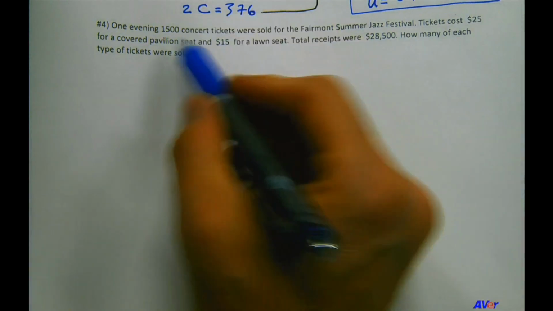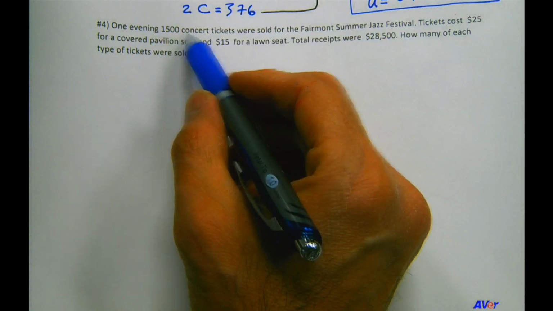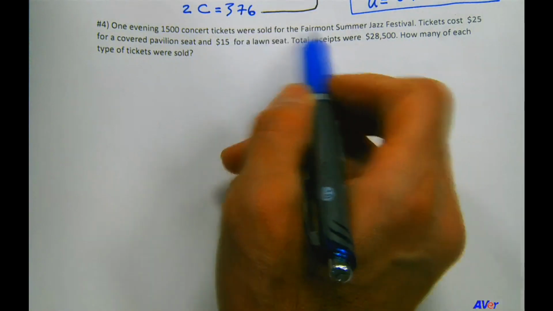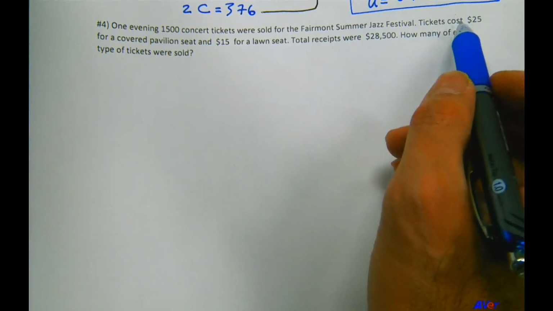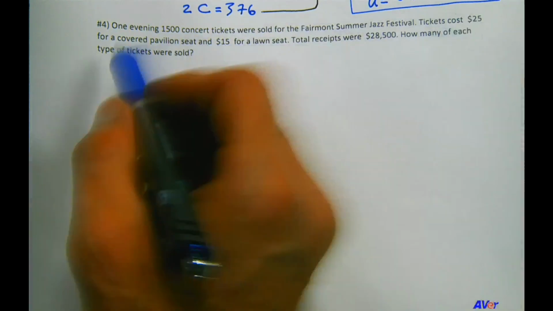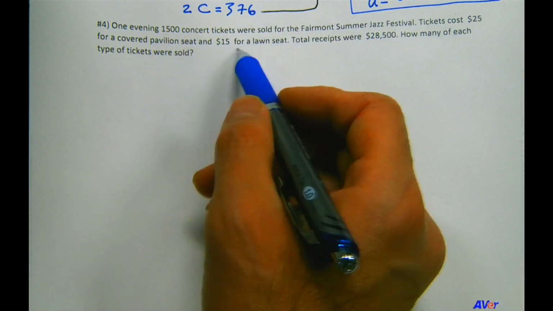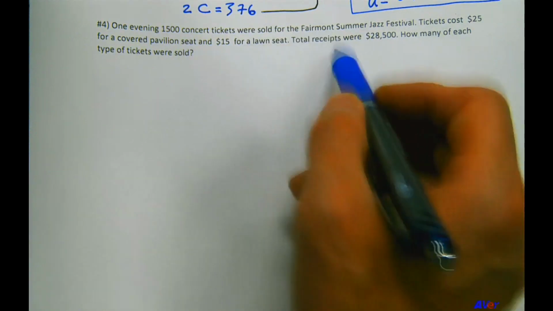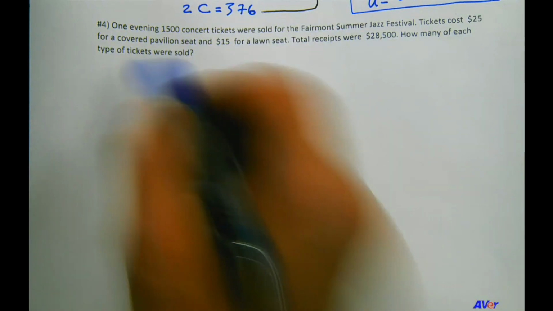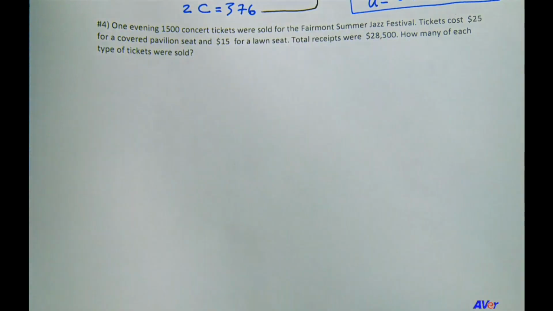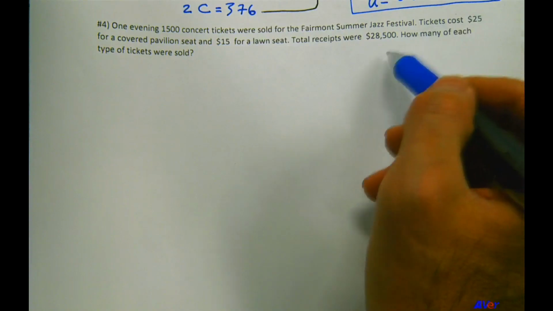So one evening, 1,500 concert tickets were sold for the Fairmont Summer Jazz Festival. Tickets cost $25 for a covered pavilion seat and $15 for a lawn seat. Total receipts were $28,500. How many of each type of ticket were sold? So they're asking how many of each type of ticket.